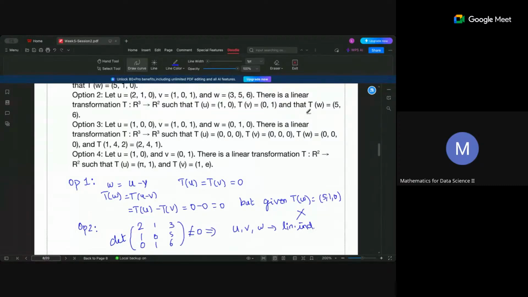If they are linearly independent, does it really matter what these vectors are, what these images are? Does it really matter? Tell me. As long as it is some vector from the codomain, does it really matter what the vectors are, to check whether it is a linear transformation?